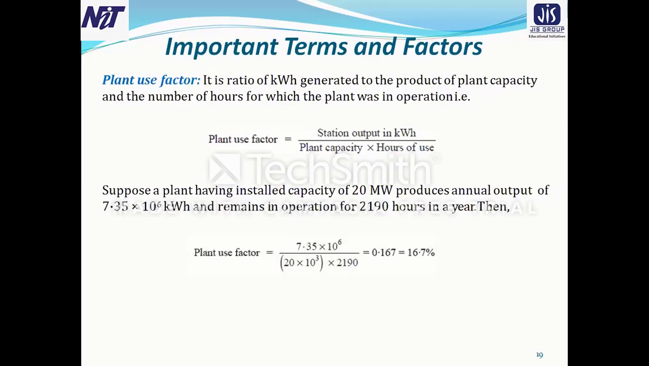Suppose, as per example, a plant having installed capacity of 20 megawatt produces annual output of 7.35 into 10 to the power 6 kilowatt hour and remains in operation for 2190 hours in a year. Then plant use factor will be equal to 7.35 into 10 to the power 6 divided by 20 into 10 to the power 3 into 2190, equal to 16.7%.